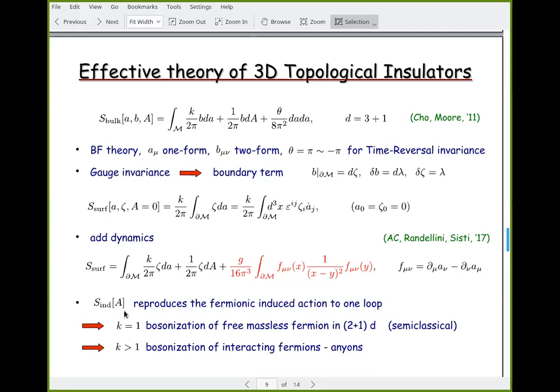So as a special case of the parameters involved in this action, I get the expected result for fermions in the semi-classical limit. So again, what I'm going to argue now is that for k equal to one, at a certain choice of this coupling constant g, I will get the fermion. And for k bigger than one and different values of g, I will get interacting fermions and also anyons. This anyon will be massless because it's a massless theory. Okay? Any question? Too much?